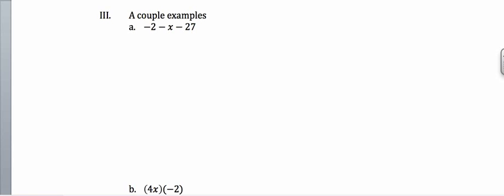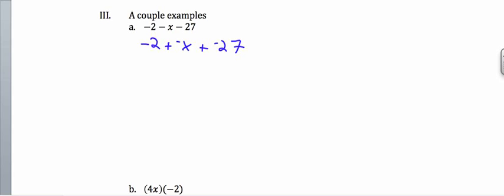Well, we would do negative 2 minus x. We can't combine those two terms because we don't know what x is. So if we want to combine the 2 and the 27, we need them next to each other. We cannot reorder the subtraction, but we can reorder addition. So the first thing I'm going to do is change this into an addition expression. I'm going to change my subtraction to addition of the opposite.